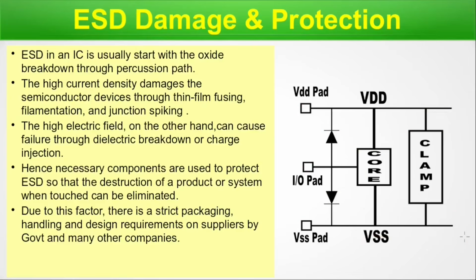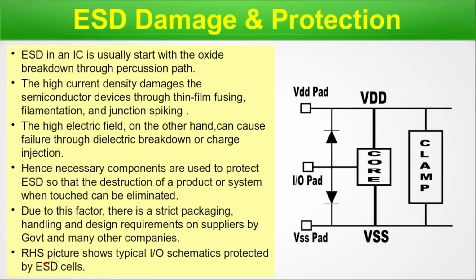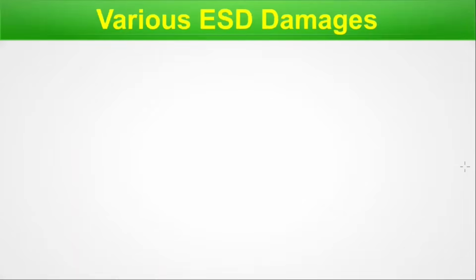So this way we provide the different mechanism we will explain in later slides. This image is just for your reference, and let's move on to the next point. The right hand side picture shows the typical IO schematics protected by the ESD cells. These are the pads which are actually connected in the IC periphery. And here is our core of the circuit and clamp. So this is kind of typical arrangement that we have in our ESD protection schemes. We are done here. Let's move on to the next slide.